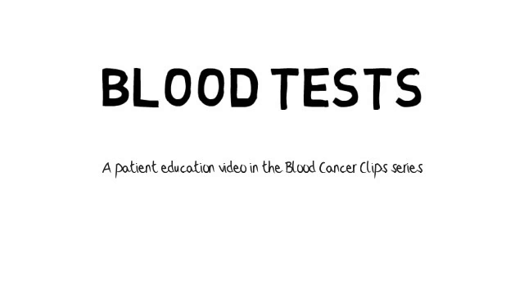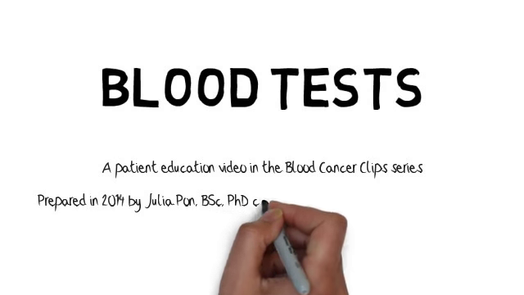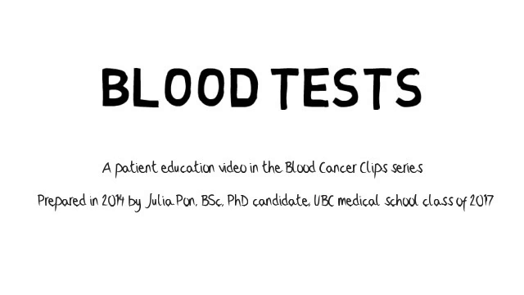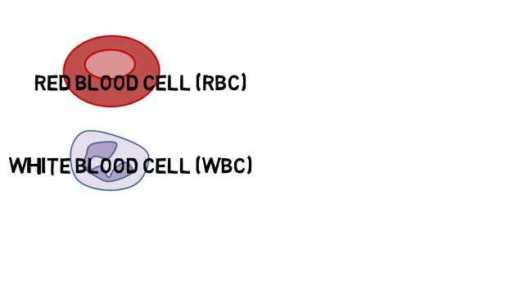This video is on blood tests. We'll discuss what's in your blood, what the tests look for, and what the results might mean. Let's start with the three main cell types in blood. Red blood cells, also called erythrocytes, white blood cells, also called leukocytes, and platelets.